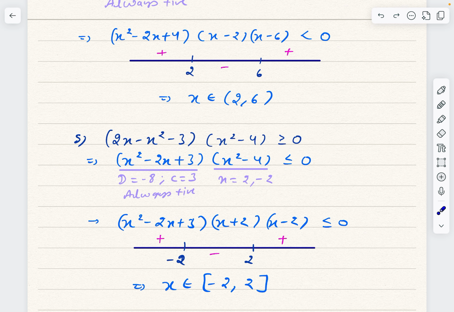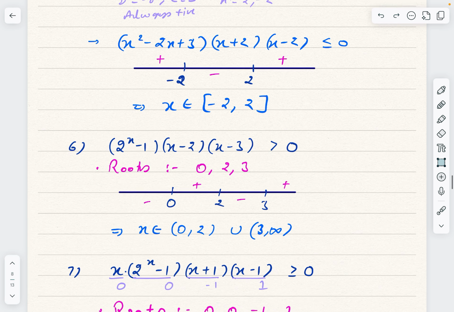Now for this quadratic, D is negative, C is positive, so it's always positive, ignore. For this quadratic, roots are plus minus 2. So just plot plus minus 2: positive, negative, positive. You want less than or equal to 0, so x belongs to closed minus 2 to closed 2, because we can have equal to 0 also. I hope it is clear. Next problem.